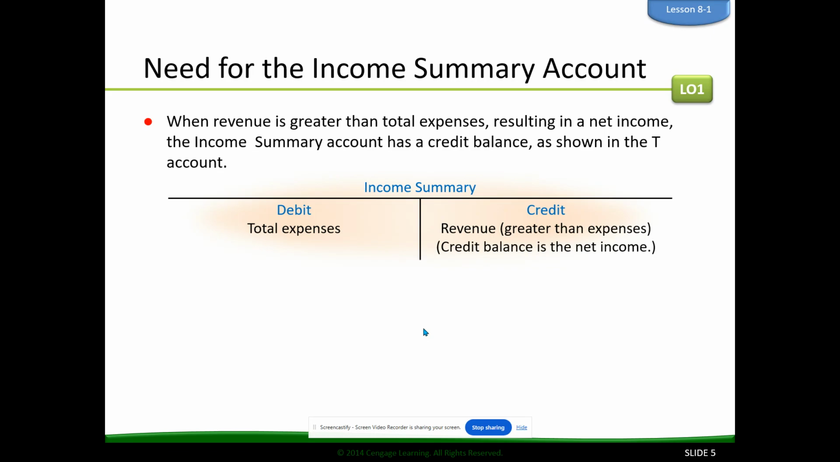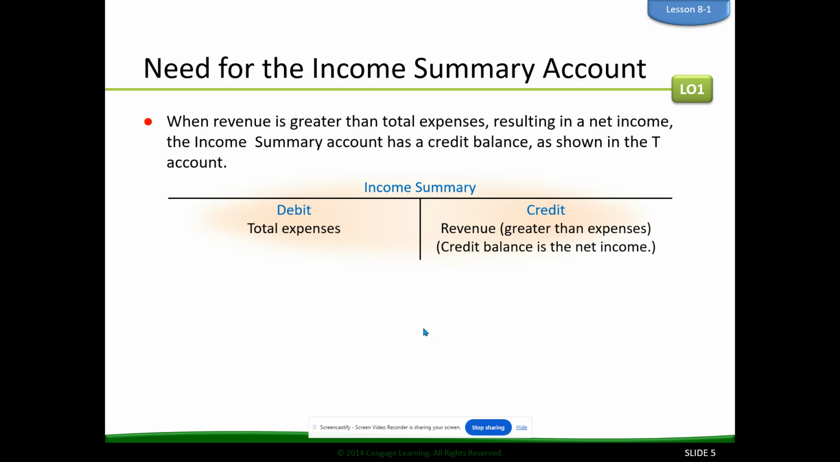So when you did the worksheet, when you took your revenue minus your expenses, what did you find? You should have found either a net income or a net loss. And that's what this account is going to do. It's going to take that information. I call this the dumping account. We're going to dump stuff in and then we're going to dump stuff out. It's going to be open for about 5 seconds.